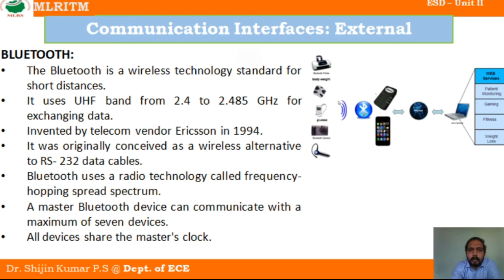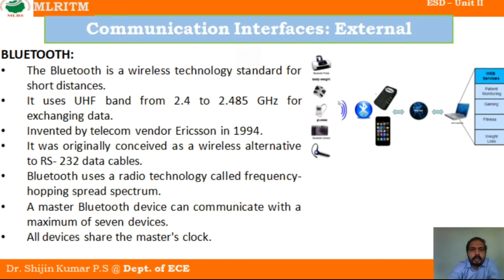Next one is Bluetooth technology. As we know, Bluetooth is a wireless technology that is used for short distance communication. The maximum range will be some 10 meters or 20 meters like that. It uses ultra high frequency, that is 2.4 to 2.485 gigahertz, for exchanging the data. It was developed by the telecom vendor Ericsson in 1994.